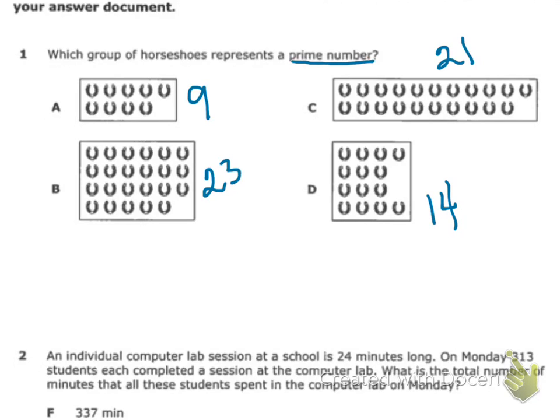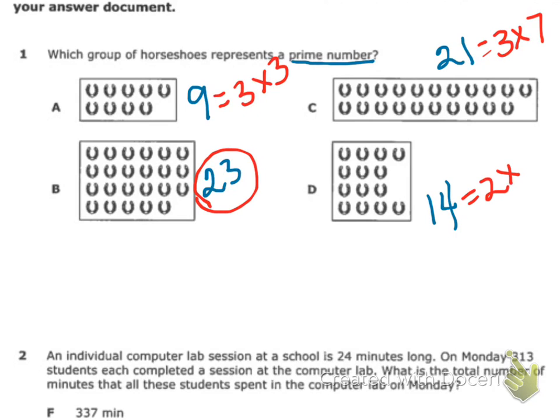When I look at A, I know A is composite because 3 times 3 is 9, which means A has factors other than 1 times itself. B is a prime number because the only factors of 23 are 1 times 23. So I know B is prime. C is a composite number. 21 is composite because 3 times 7 is 21. And D is composite because 2 times 7 is 14. So the only prime number is 23, which is B.